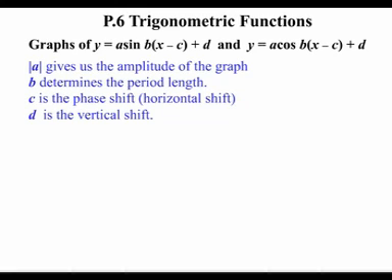Trigonometric functions. The graphs of y equals sine x and y equals cos x. The absolute value of a gives us the amplitude of the graph. B determines the period length. C is the phase shift or horizontal shift. And D is the vertical shift. And I should have said B helps determine the period length.